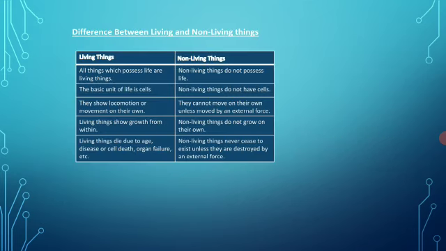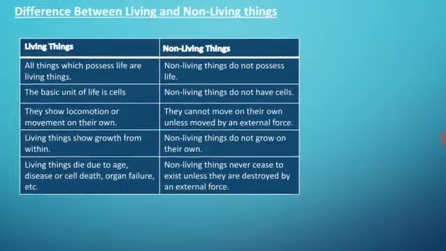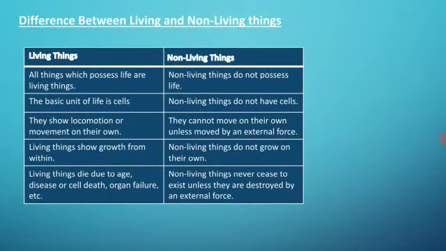Now there are some differences between a living thing and a non-living thing. So the first difference is all things which possess life are called living things, but non-living things do not possess life. For living things, the basic unit of life is cells, but non-living things do not have cells. Living things show locomotion or movement on their own, but non-living things cannot move on their own unless moved by an external force.